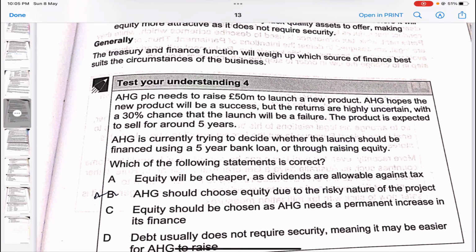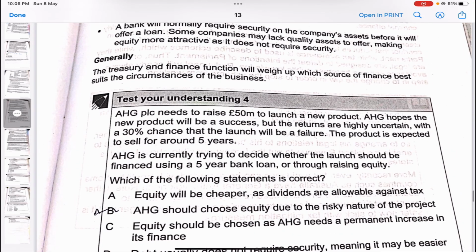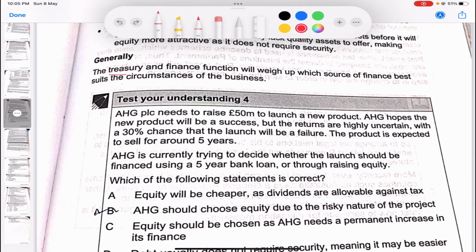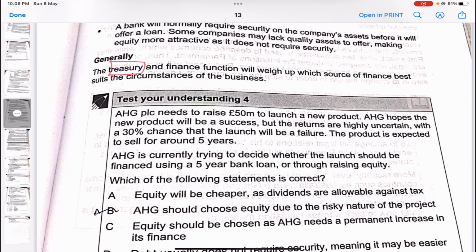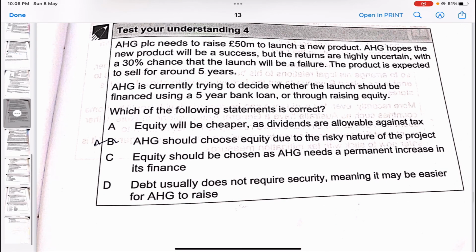Generally, the treasury and finance function will weigh up which source of finance best suits the circumstances of the business. So, who decides which source of finance is the best? The treasury decides. AHG PLC needs to raise 50 million to launch a new product. AHG hopes that the new product will be a success, but the returns are highly uncertain. So, it can also be a failure.